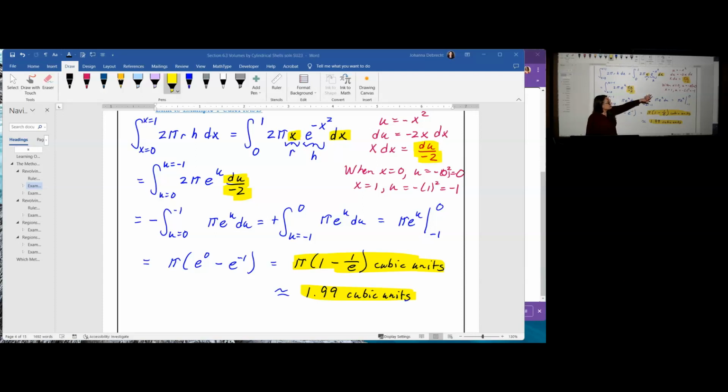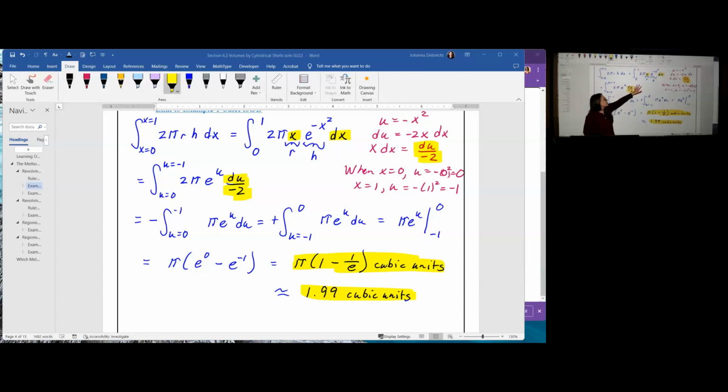When x is 0, a negative times 0 squared is still 0. Be careful when evaluating when x is 1. Remember that exponents have to be done before multiplication by the negative. So I get negative times 1 squared, which stays negative 1.